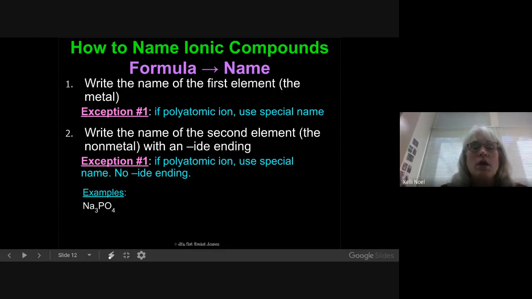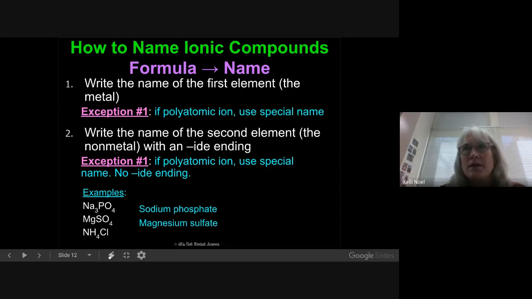So here's some examples. Notice I know that this is going to have a polyatomic because I have more than one nonmetal. All right, I have sodium, which is the metal, and then I have phosphorus and oxygen. So to write that, I'm going to write sodium down. I'm going to look on my table of polyatomic ions. I'm going to find PO4, and I'm going to see that PO4 is phosphate. So I'm going to write sodium phosphate. I'm going to use a special name for the PO4. The second one, magnesium, is a metal. SO4, I'm going to find in my table, I'm going to see that it is sulfate, magnesium sulfate.